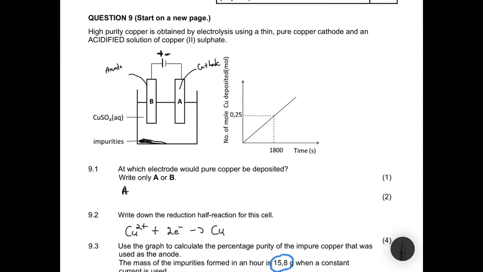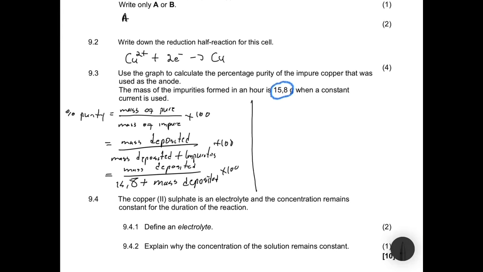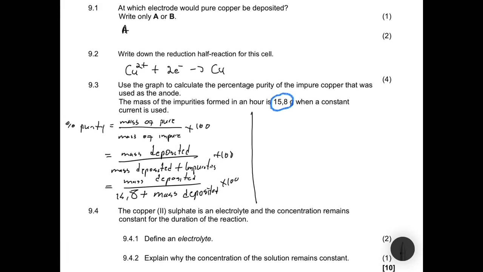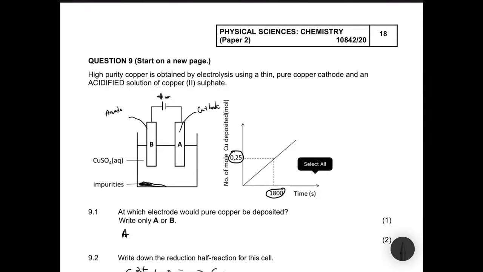If we go back to our sketch here, you're gonna see that the number of moles deposited in 1800 seconds is 0.25, right? But here in our question, we're given the mass of impurities in an hour, right? So we have to multiply this 0.25 to find the number of moles deposited in an hour, right? We have the impurities in an hour. We have to find the number of moles in an hour.